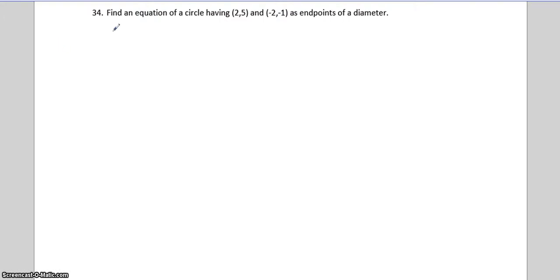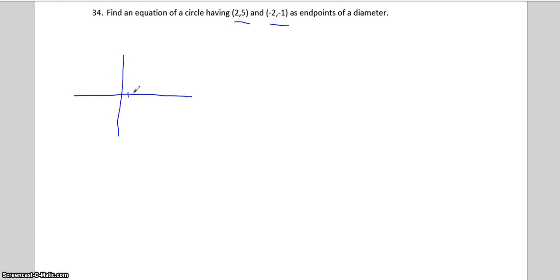Okay, welcome to Strong Tree Academy final review packet problem number 34. Here we're asked to find an equation of a circle having these 2 points as the endpoints of a diameter. On all these write-the-equation problems, I always like to make a little sketch first, even if it doesn't look so good.